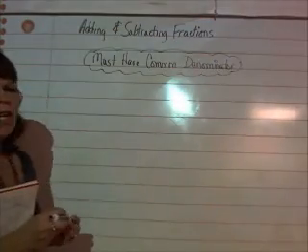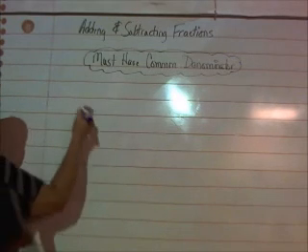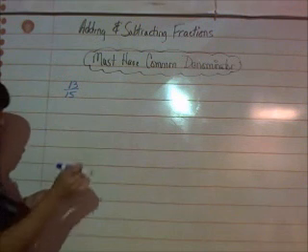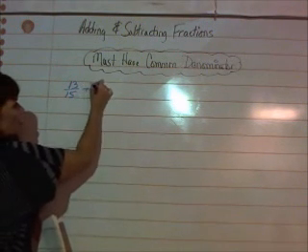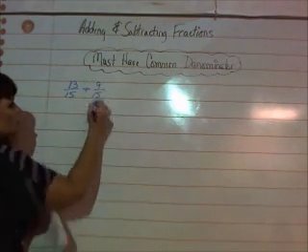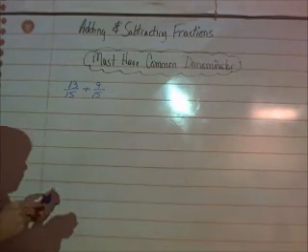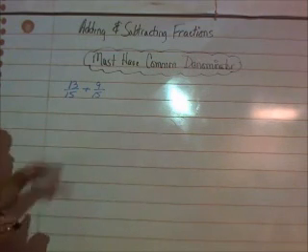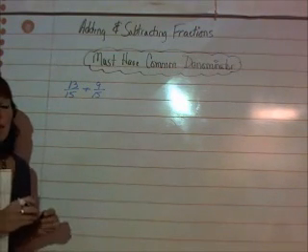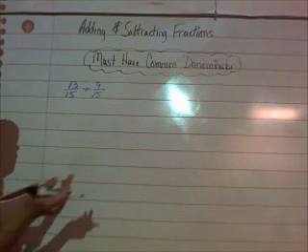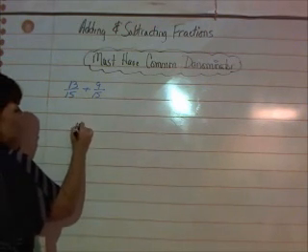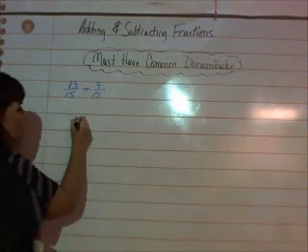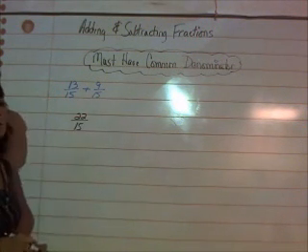Alright, so let's look at a couple of examples. Let's say we have 13/15 plus 9/15. Well, does it already have a common denominator? Yes, it does. So if it already has a common denominator, we just leave that common denominator. So we have 15. And then 13 plus 9 is going to be 22.